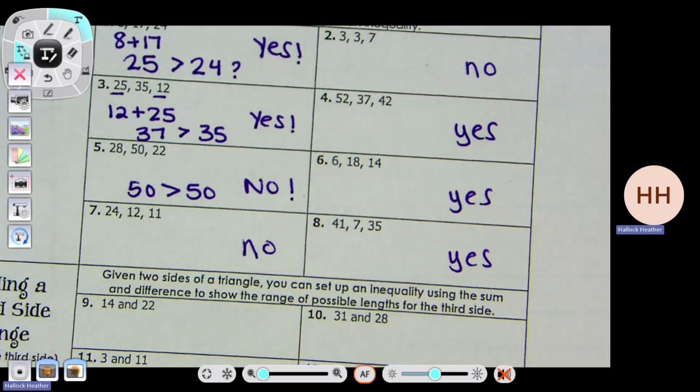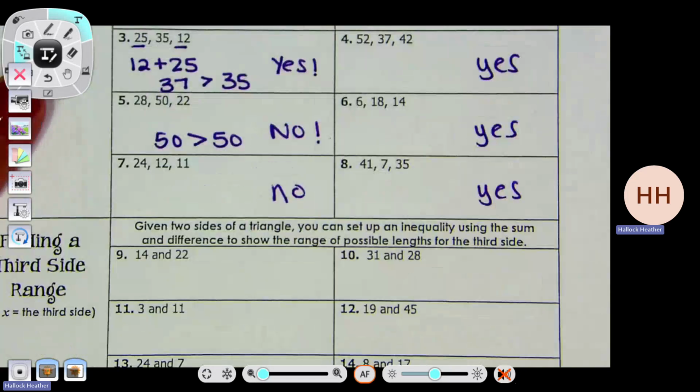Okay, so the next thing is we're going to write a range of possible scales.